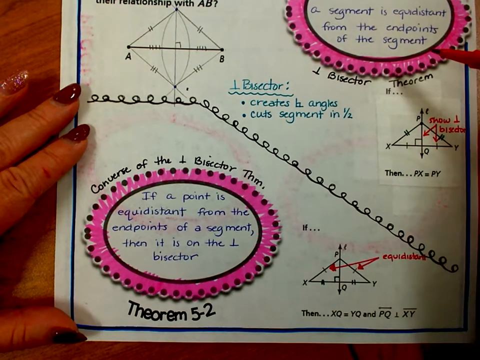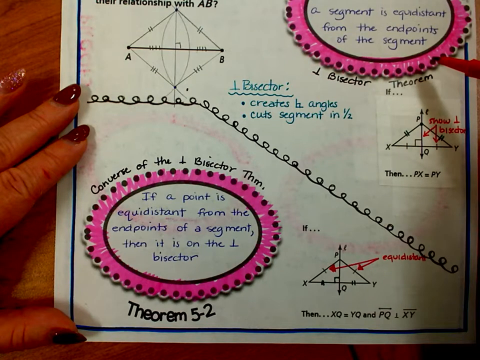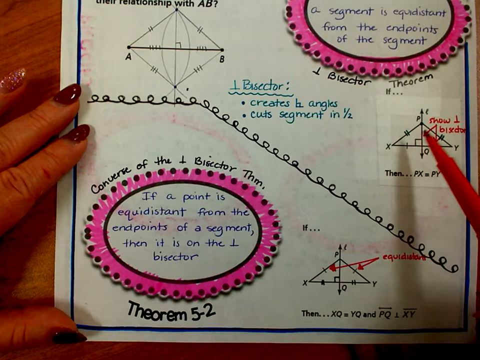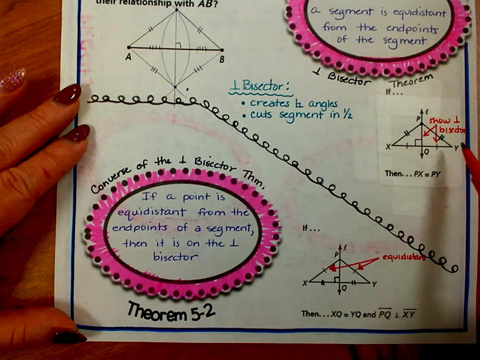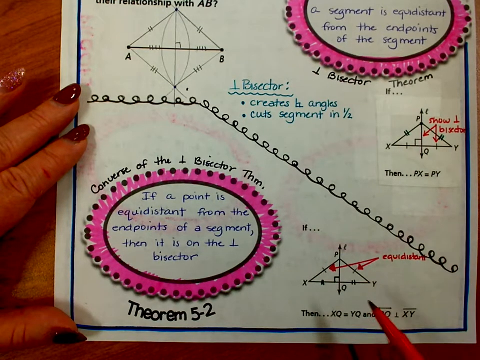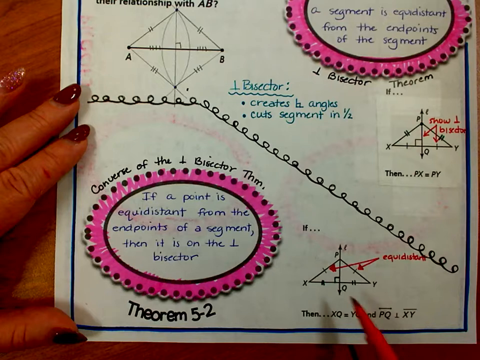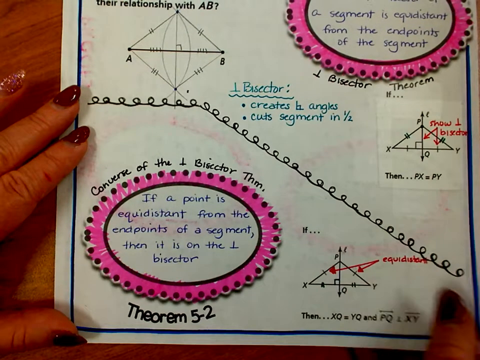So this one says, given a perpendicular bisector, these two lines are going to be congruent because point P is equidistant from the endpoints. This one says if point P is equidistant from the endpoints, then line L is going to be a perpendicular bisector. So these are right angles and these are congruent.